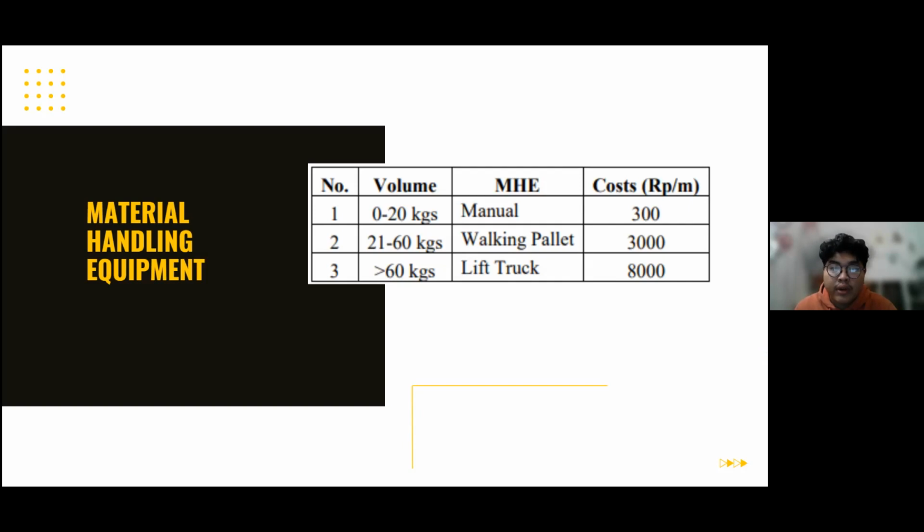The volume is 0 until 20 kilogram. This is manual, and the cost is 300 rupiah. For the second, the volume is 21 until 60 kilogram. The material handling equipment is a working pallet, and the cost is 3,000 rupiah. For the third, the volume is more than 60 kilogram. The MHE is a lift truck, and the cost is X1,000 rupiah. And then next.